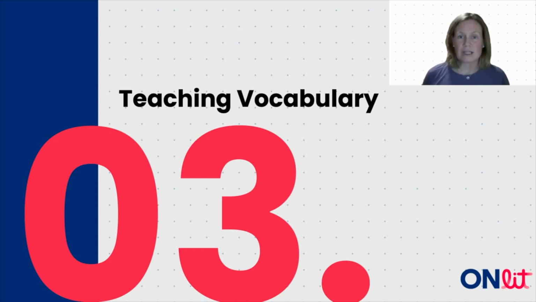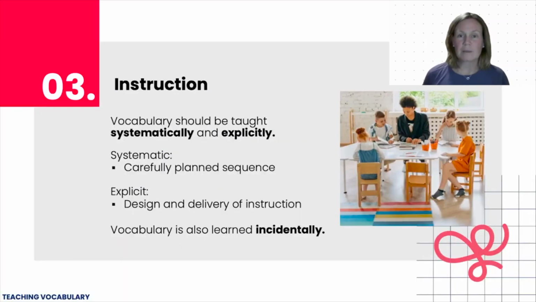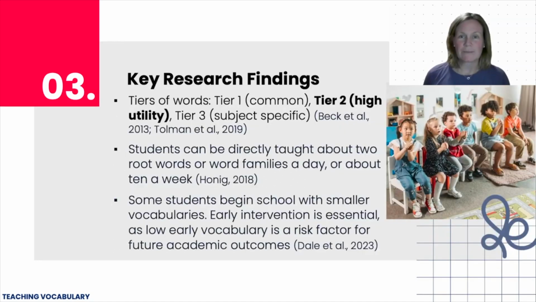But what does the research say about how we should teach it? Vocabulary should be taught systematically through a carefully planned sequence that considers both utility as well as content. New vocabulary is taught using an explicit instructional routine with direct modeling, guided practice, and purposeful individual practice. Students also learn new words incidentally, for example, through rich oral language experiences such as read-alouds and through their own reading.